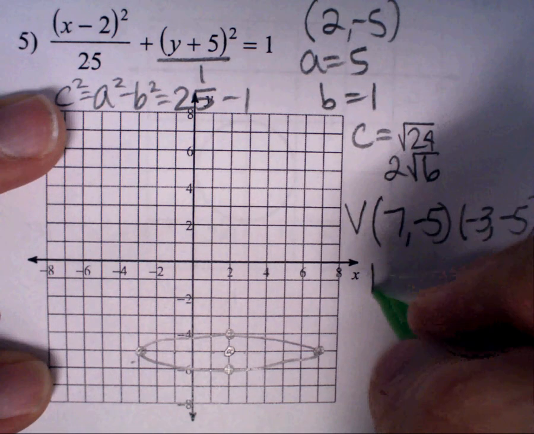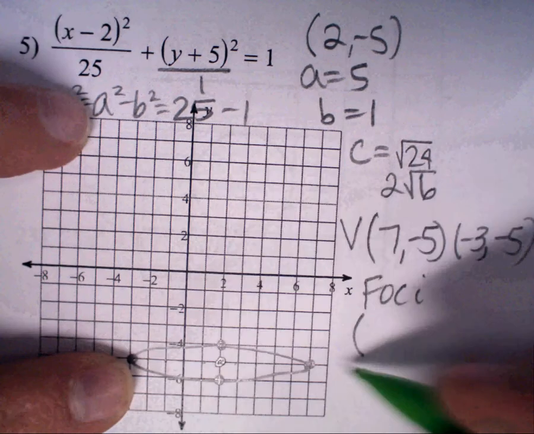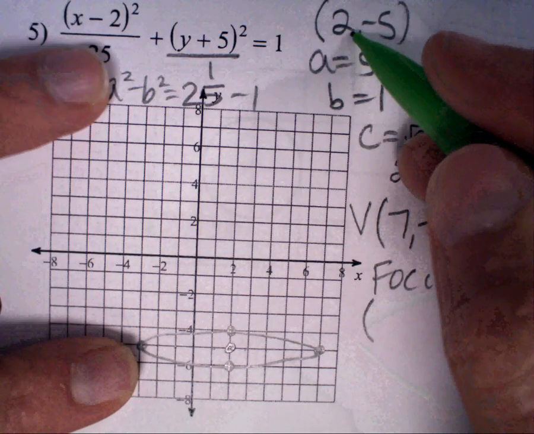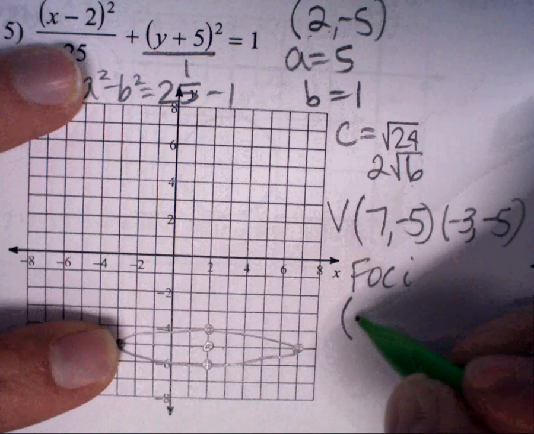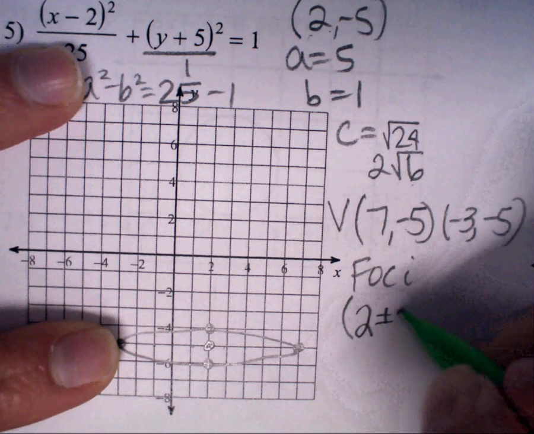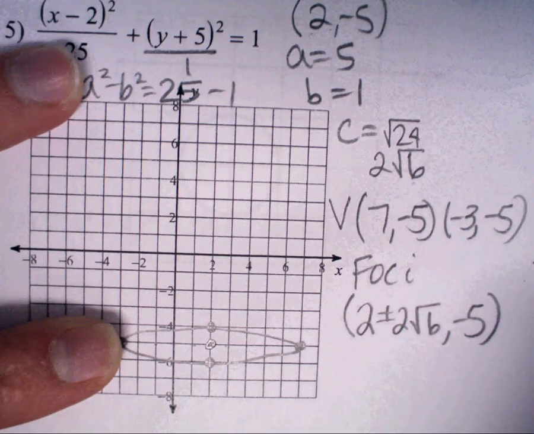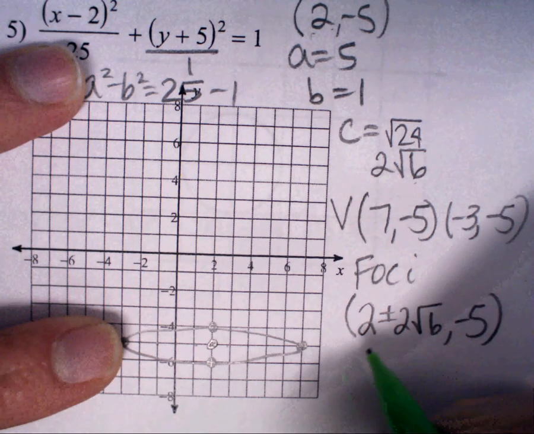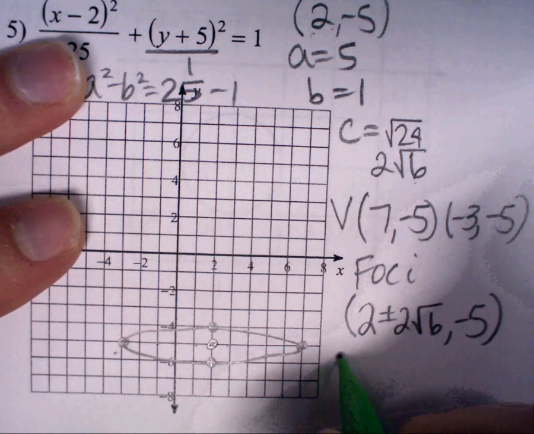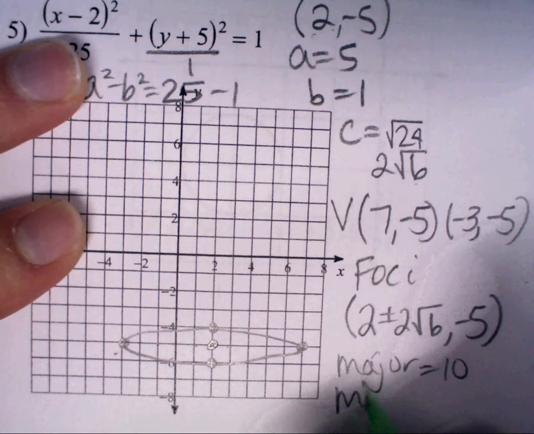My foci will be on the main axis. So my main axis is x. So I take my 2 and I put my C on my x of my center. Okay, so there's my foci. I just took my center and put it on the x value. My length of my major is all the way across, so my major is 10, my minor is 2.